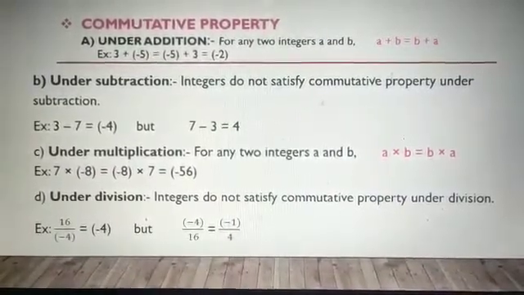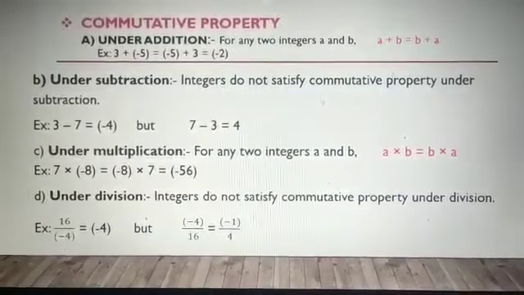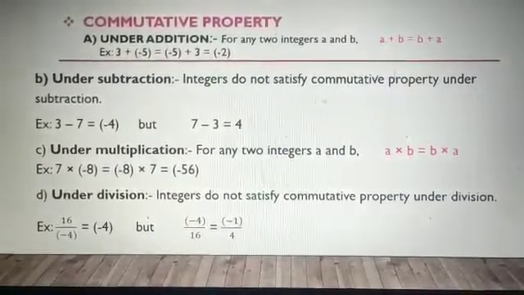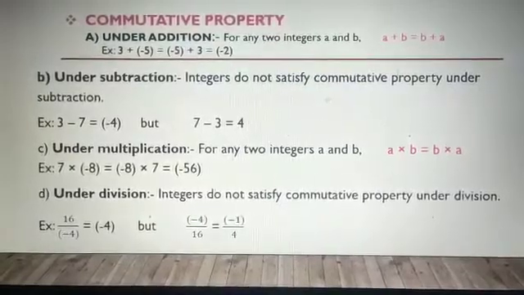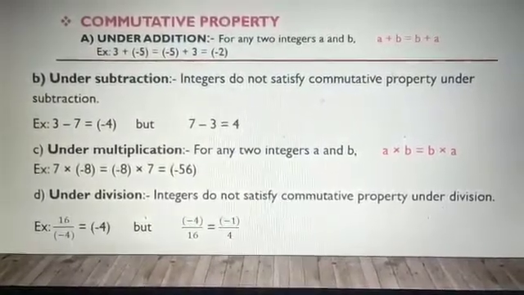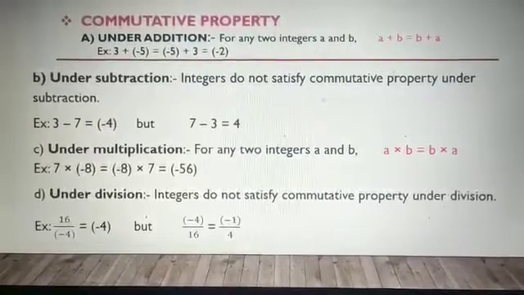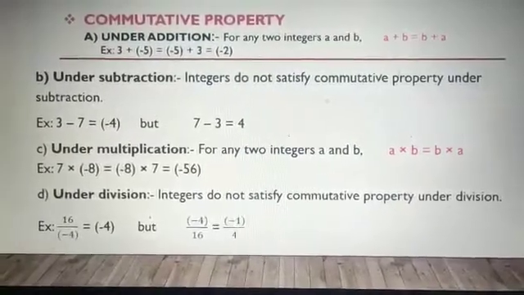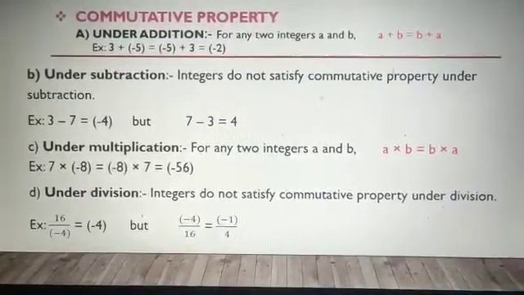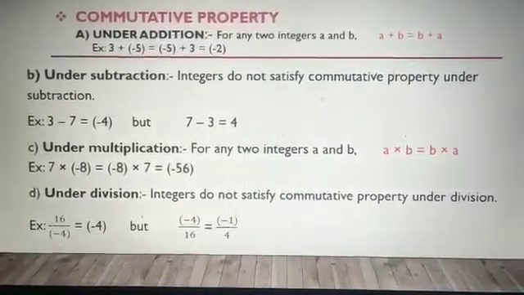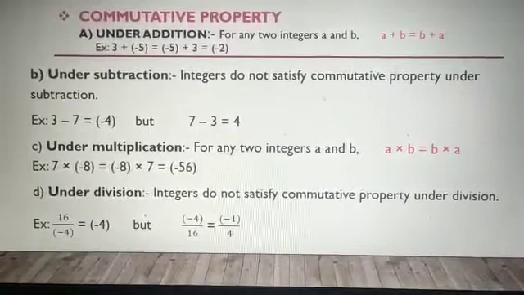Now under division, integers do not satisfy commutative property under division. Let's take an example. When we divide 16 by minus 4, we get the answer as minus 4. But when we divide minus 4 by 16, we get the answer minus 1 by 4. That is, we cannot divide integers in any order.